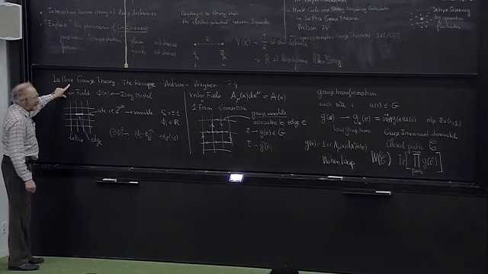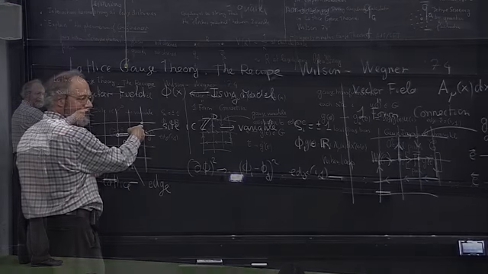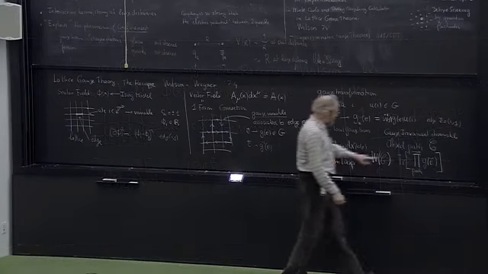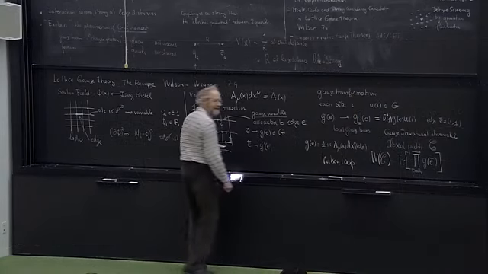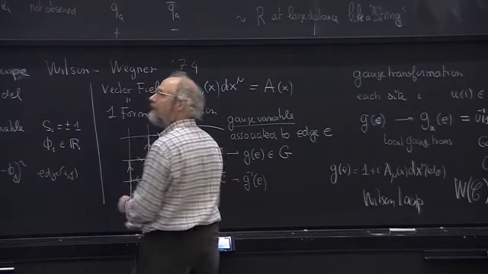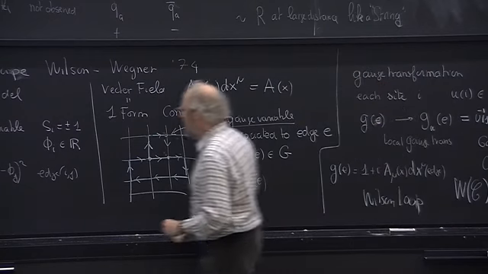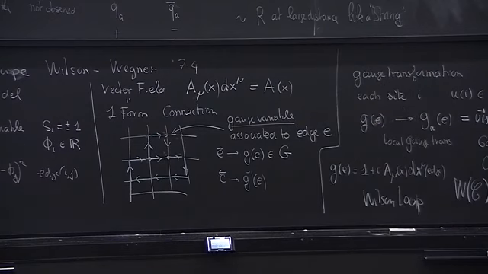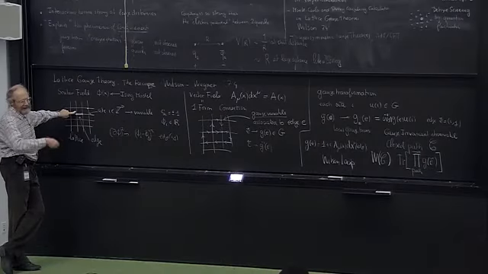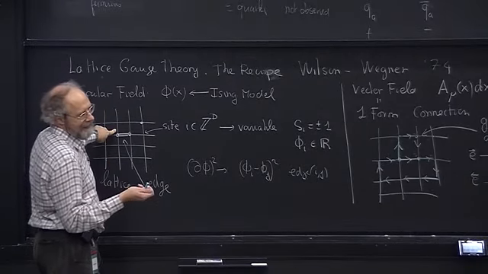So for scalar fields, the observables are simply correlation functions associated to pairs of points, associated to points. Observables in a lattice gauge theory are associated to paths. Okay. So that's the trick. That's a beautiful way to discretize space-time and still have a full-fledged gauge invariant field theory.